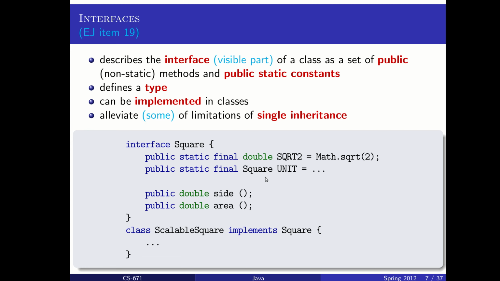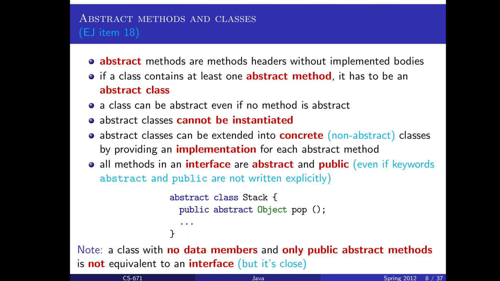So an interface is sort of a contract that we sign and say, my scalable square class will follow the contract of the square interface. And that allows us to guarantee that that behavior will be there if we have a variable of type square or a variable of type shape in my other example.